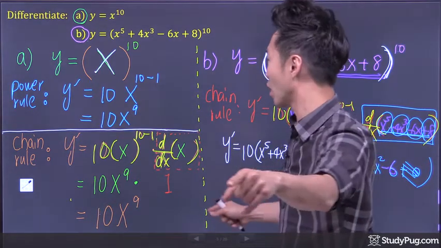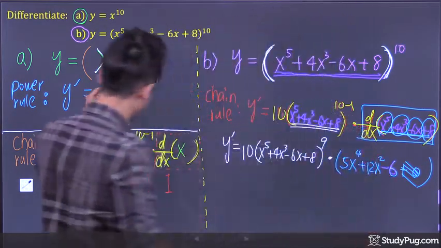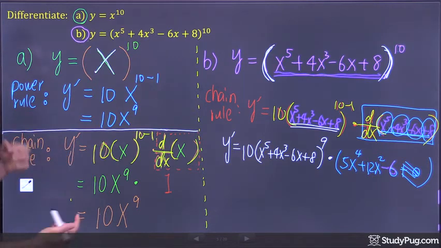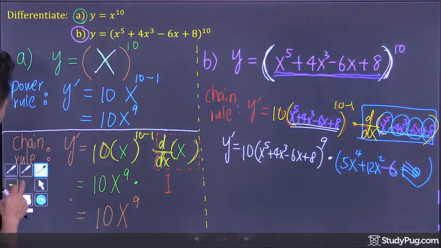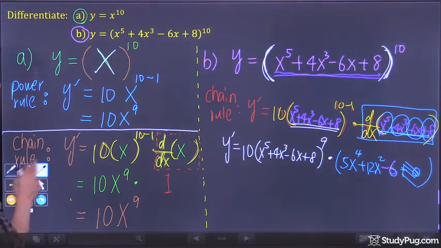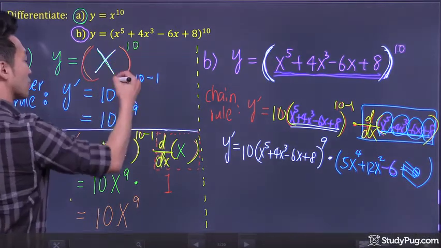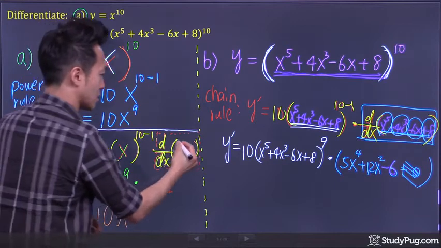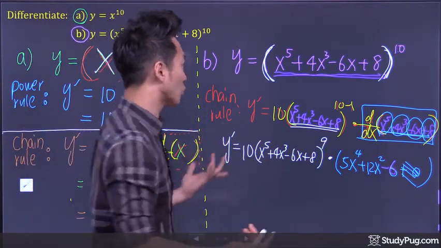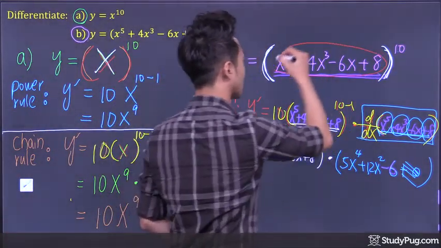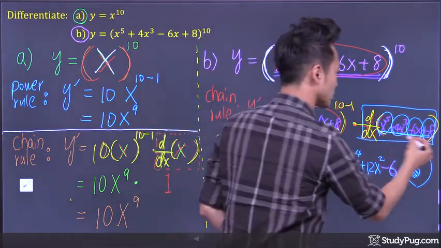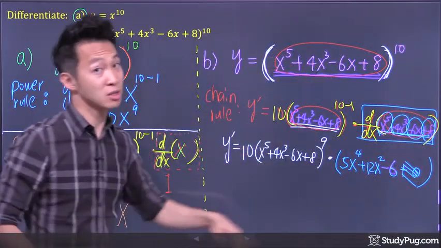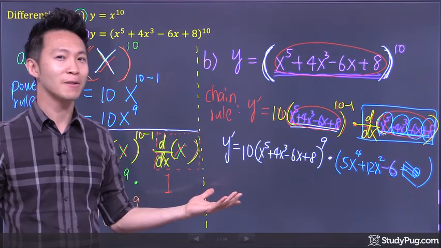Now, the only difference is what? Is the stuff we put inside the bracket. See? Now, for question A, the thing we put inside the bracket is x. See? Now, for question B, the thing we put inside the bracket is this guy. Right? That's the only difference. But everything else is pretty much the same, right? Yeah.